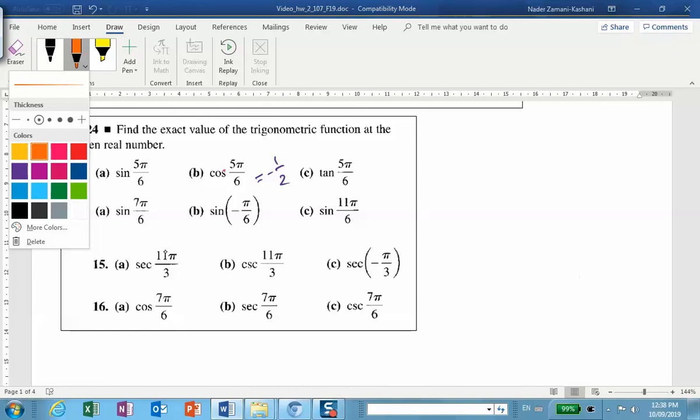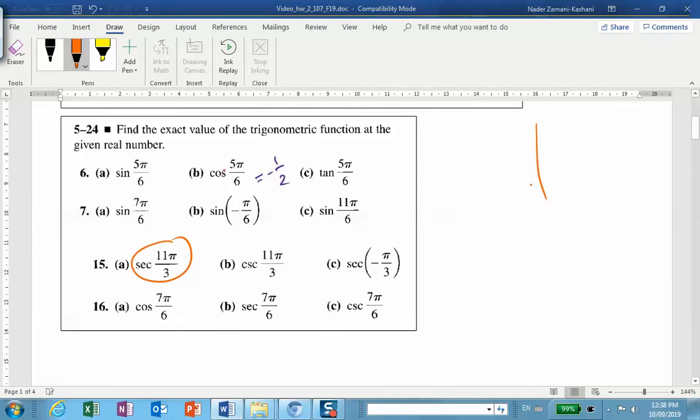Okay, let's look at that fellow. 11 pi over 3. Where does 11 pi over 3 land you? Well, you can think about it: 11 pi over 3 is 4 pi minus pi over 3, right? And where is that? Well, you go 4 pi, so you go around the circle twice, and then you back up by pi over 3. So you end up right here, 11 pi over 3.